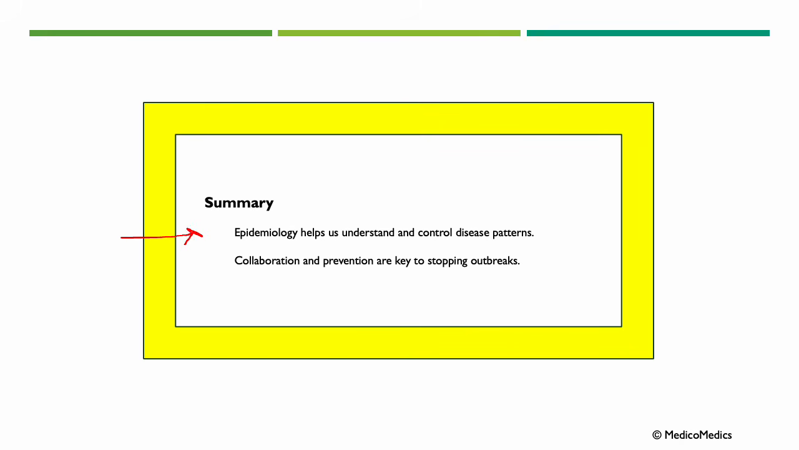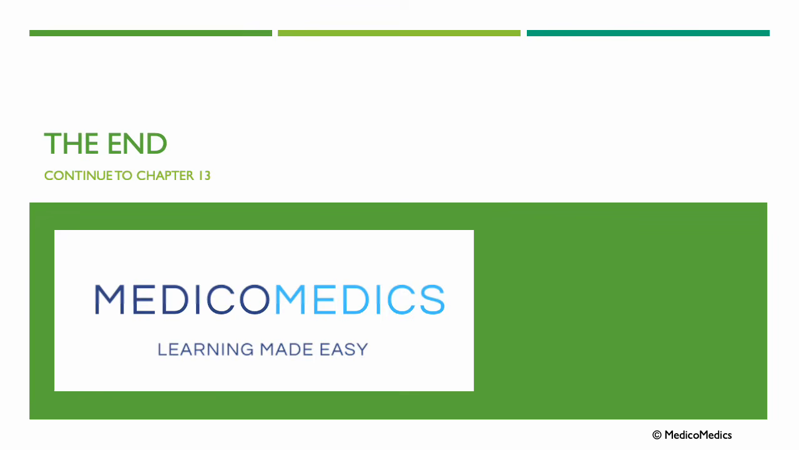So, in summary then, epidemiology helps us understand and control disease patterns. Collaboration and prevention are key to stopping outbreaks. And that's the end of the lecture. Please continue now to Chapter 13.